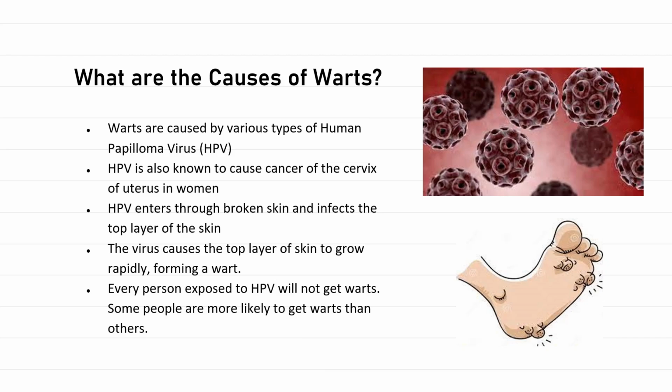So what are the different causes of these warts? First of all, it is obviously caused by the HPV virus, which is the human papilloma virus. HPV is also known to cause cancer of the cervix of the uterus in women. This usually enters your body through broken skin. For example, you chip off your skin, you got hurt and you have broken skin, and this is the time when this virus enters through that broken skin and infects the top layer of your skin. This virus causes the skin to grow rapidly, forming a wart.